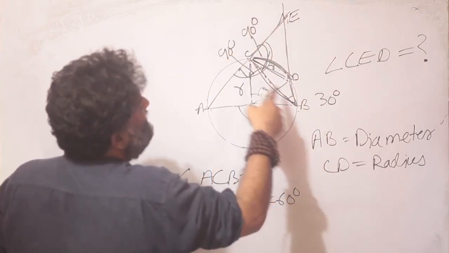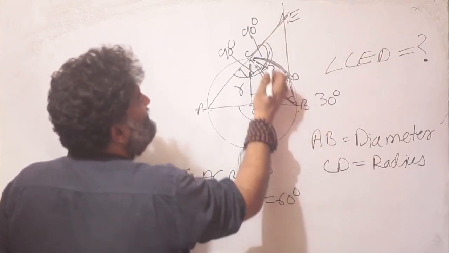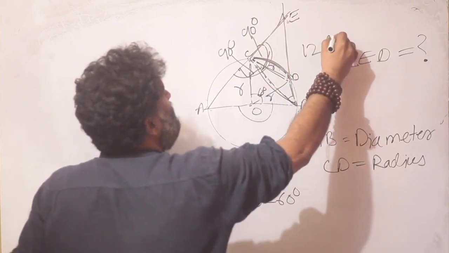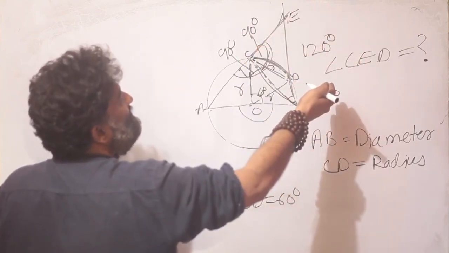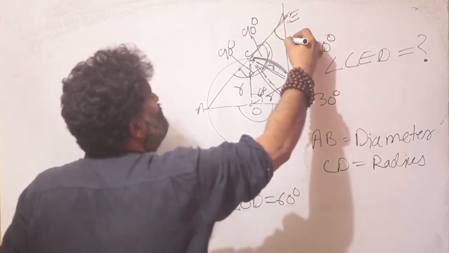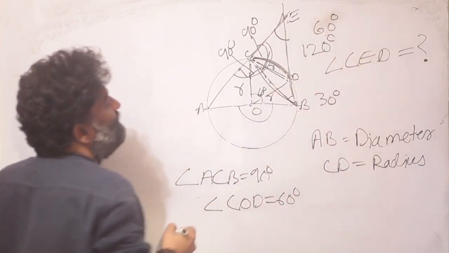So now I am thinking of triangle BCE. This angle was 30 degrees. This angle is 90 degrees. Total so far is 120 degrees. In this triangle BCE, the sum is going to be 180 degrees. You have already accounted for 120 degrees, so you know this angle is going to be 60 degrees.